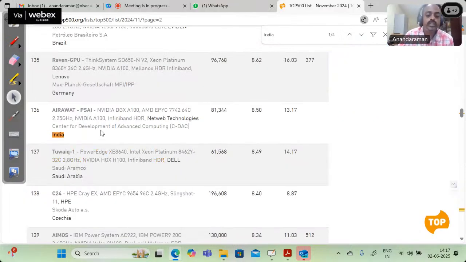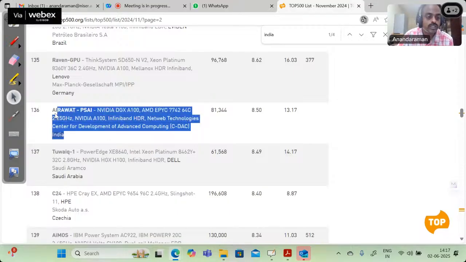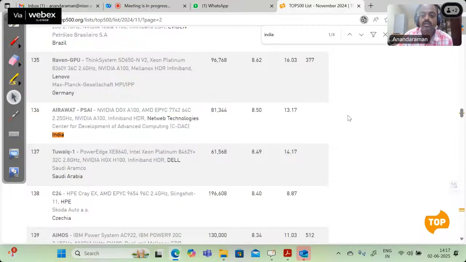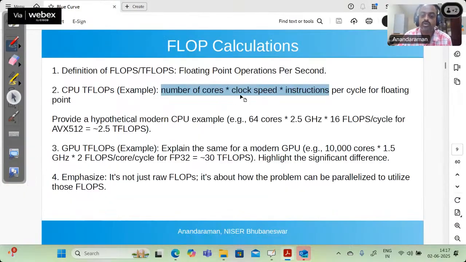So India's first machine is in 136th position. Our theoretical performance is 13.17 petaflops, and after the benchmark it is 8.5. This is a practical value, and this is a theoretical value. The theoretical value is calculated using this formula only: number of cores times clock speed times instructions per cycle for floating point numbers.